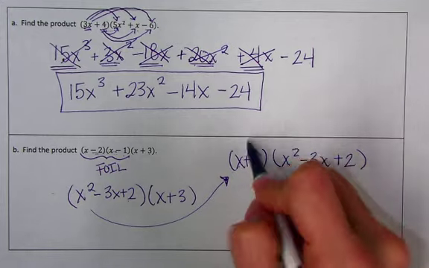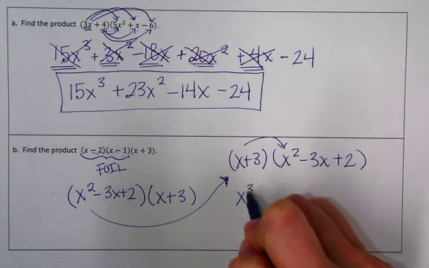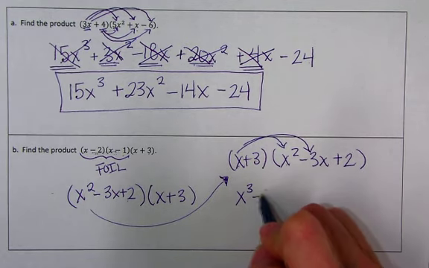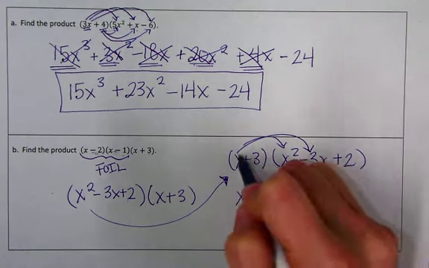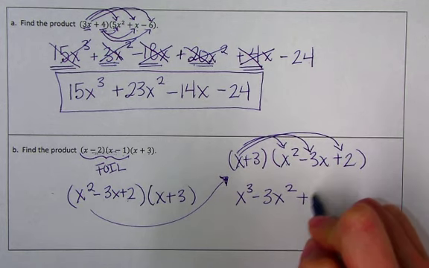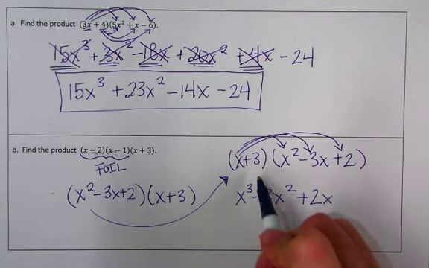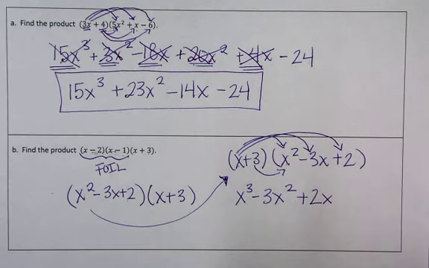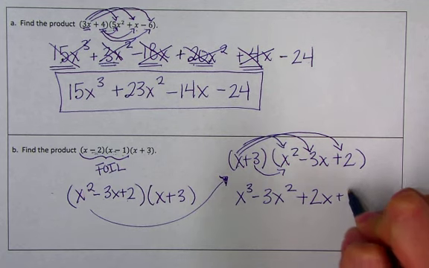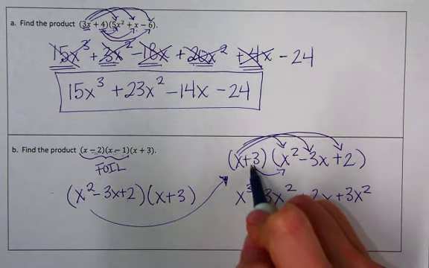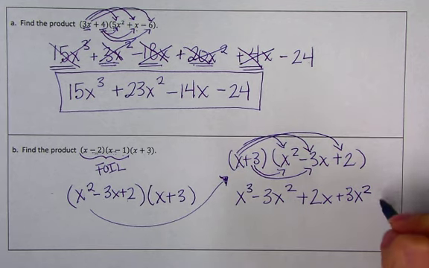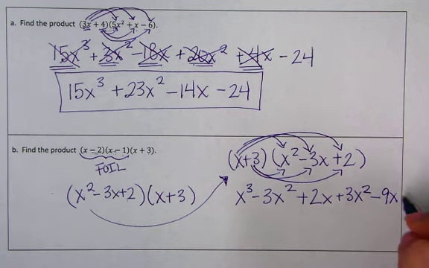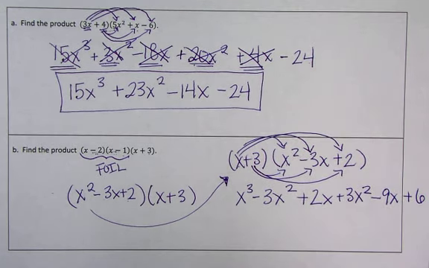So x times x squared gives me x to the third. X times my next term, which is negative 3x, gives me negative 3x squared. X times positive 2 gives me a plus 2x. Moving onward now to my second term inside my first polynomial, I get 3 times x squared, which gives me a positive 3x squared. 3 times negative 3x gives me a negative 9x. And 3 times a positive 2 gives me a positive 6.